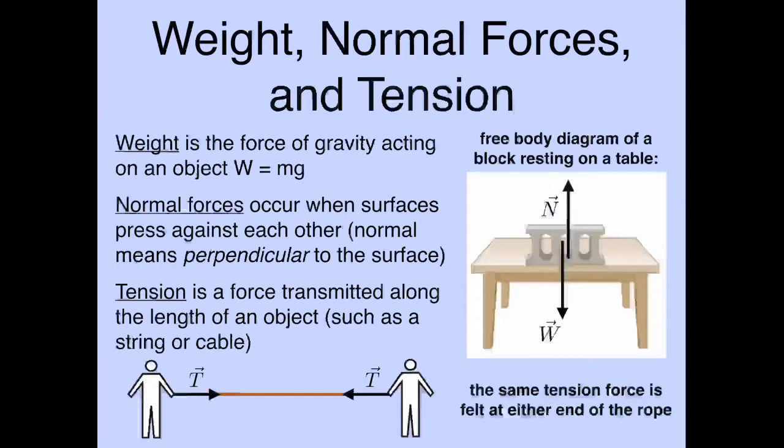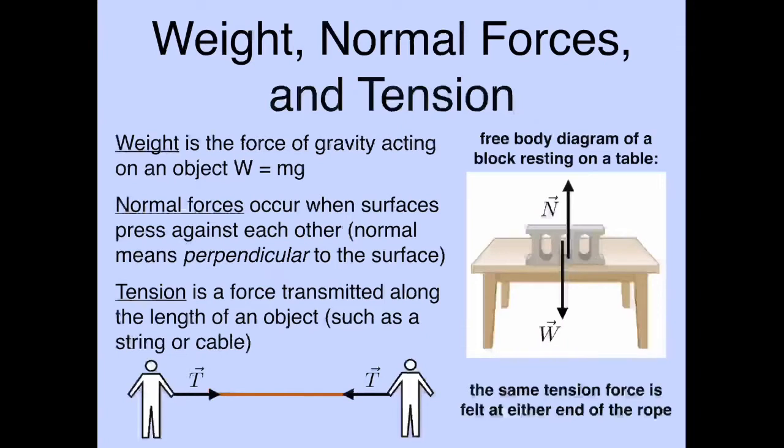Okay, so the next force is the normal force. Let's try to understand where normal forces come from just by using an example. If you have, as shown in the diagram, a block resting on a table, you know that the block is not moving, and therefore its acceleration should be 0.